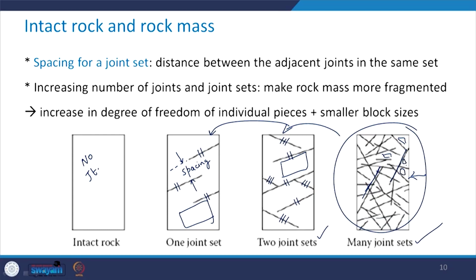So when you have more number of joints and joint sets, the rock mass is more fragmented, and this results in an increase in the degree of freedom of individual pieces, plus there are going to be smaller block sizes.